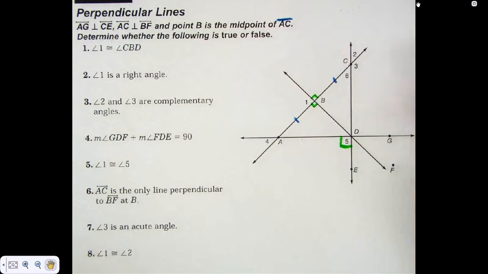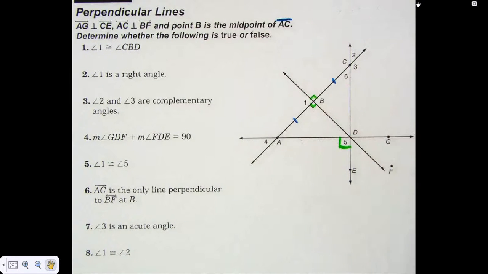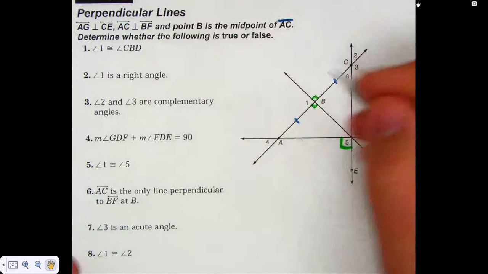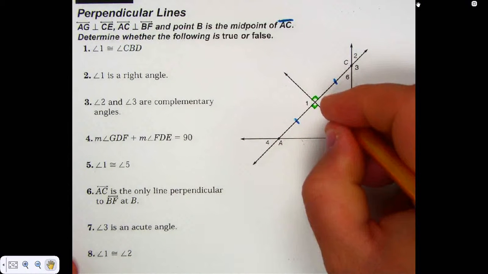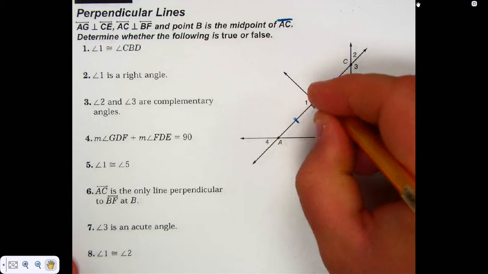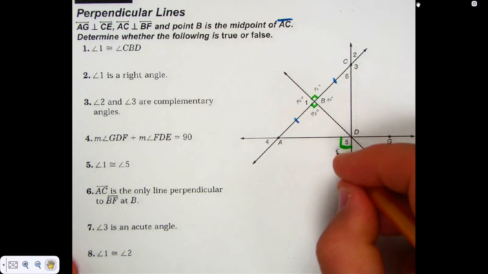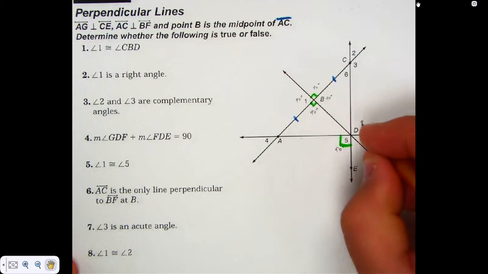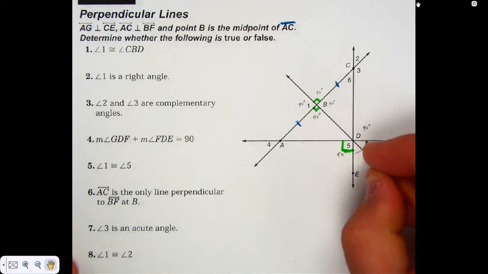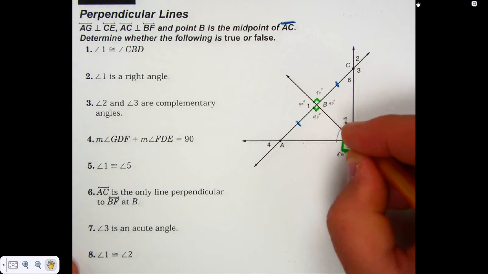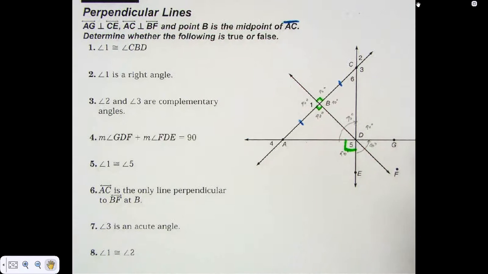Determine whether the following are true or false. So I've written down all my stuff. Now, if you guys want to do more, you know that this is what? 90 degrees, that's 90 degrees, this is what? 90 degrees, this one's 90 degrees, that whole thing there is 90 degrees, and this whole thing here is what? 90 degrees.